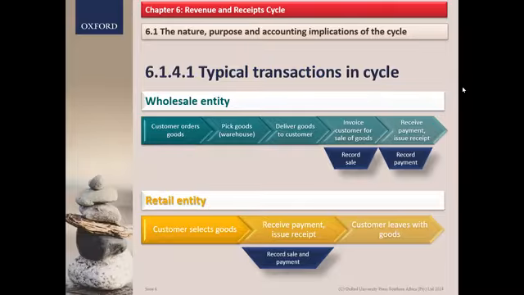In a retail situation, the same thing applies. The customer selects goods, pays, we issue a receipt and record the sale immediately, then the customer leaves with the goods. It's so simple and straightforward, like going into any SPAR outlet, for instance. You take whatever you need, you pay, then you go.